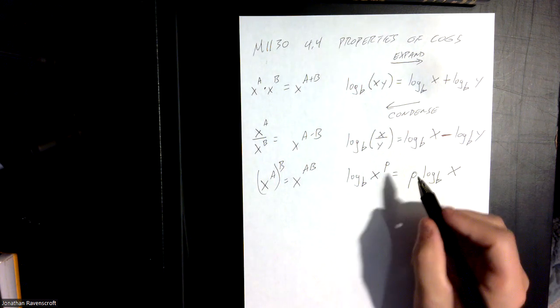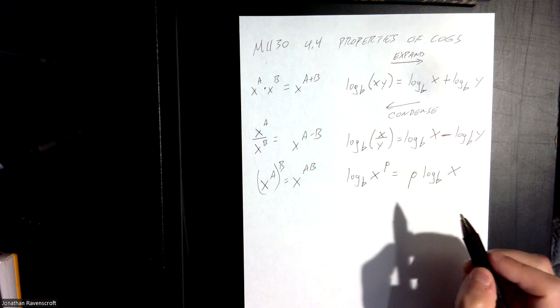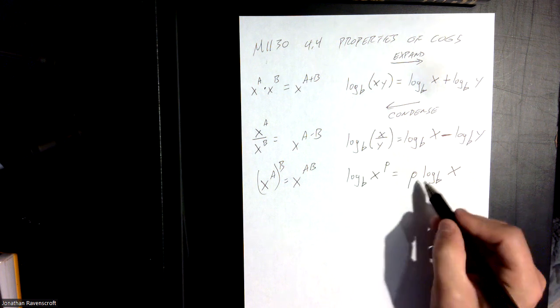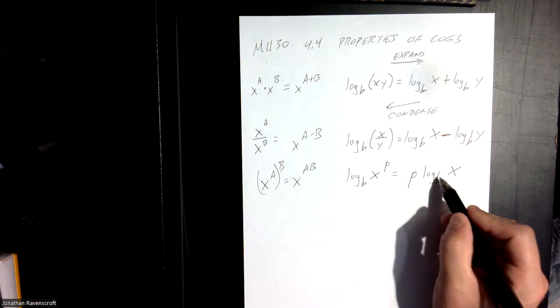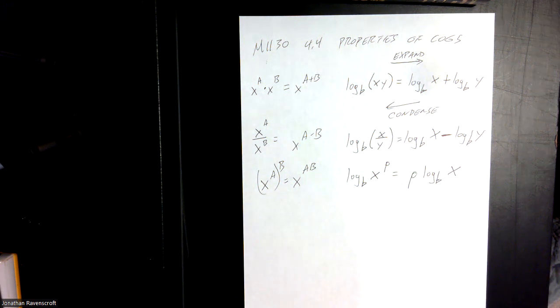Now, again, remember this number right here. Once we move it to the front, this still means multiplication. This number right here is not glued to the logarithm. Let's look at some examples of that.